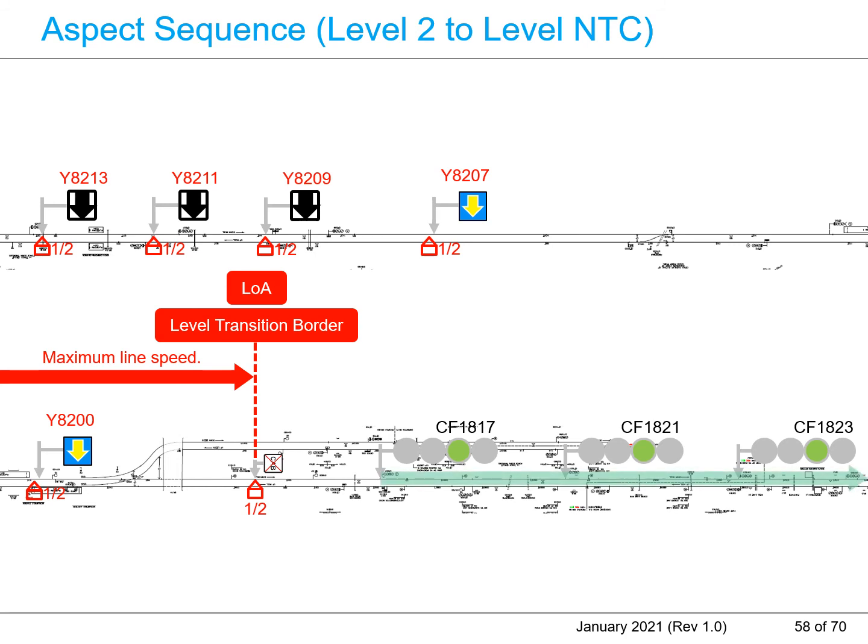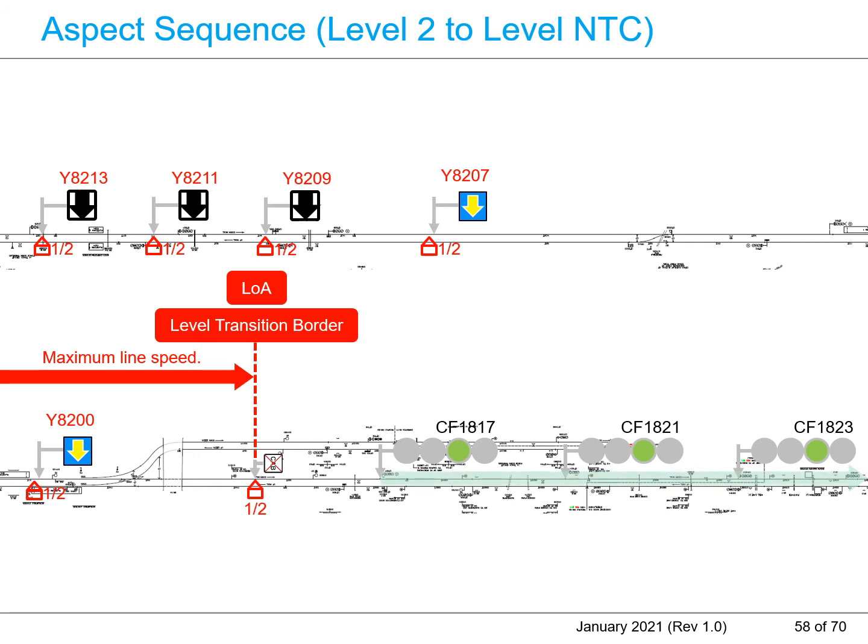The first signal can indicate green aspect, even if the ETCS on board does not have movement authority to approach the LOA. LOA means the target speed is not zero at the end of the route under the ETCS supervision. However, the aspect sequence beyond the level transition border has an effect on the maximum permitted speed authorized by the ETCS on board, on approach to the level transition border.